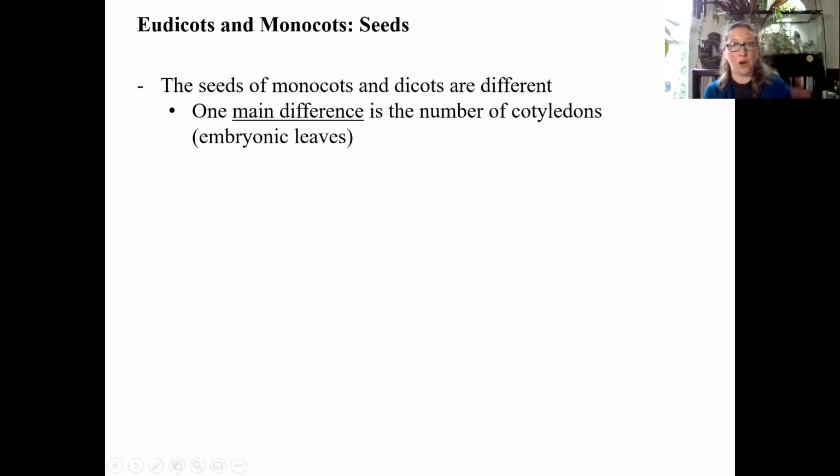The other way you can tell them apart is the seeds. In particular, the main difference between the monocots and the eudicots is the number of cotyledons, or embryonic leaves. If you know your Greek and Latin roots, that makes sense, because cotyledon is an embryonic leaf. Look at mono and eudi, but then what do they end with, these words? They end with cots, and those cots refer to cotyledons.